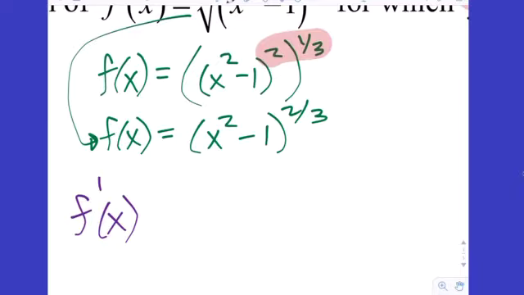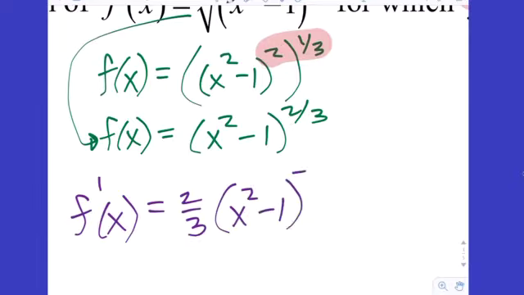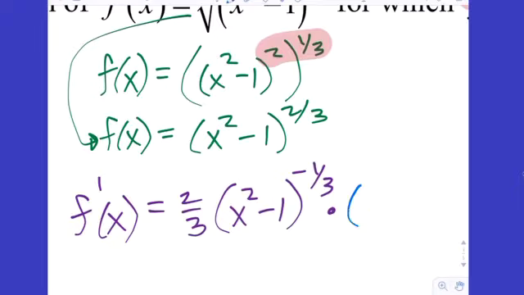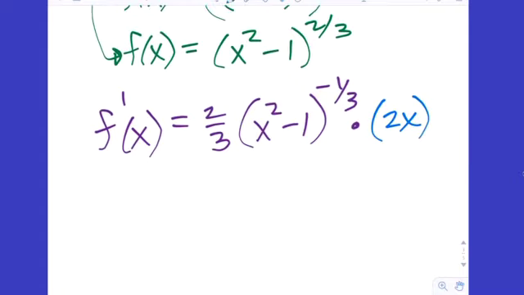All right, so working from the outside in, blob to the 2/3 becomes what? Absolutely, to the negative 1/3. You get good with fractions. Times the derivative of the next layer is what? 2x. And we're done with the calculus. It's always fleeting. It doesn't last very long.